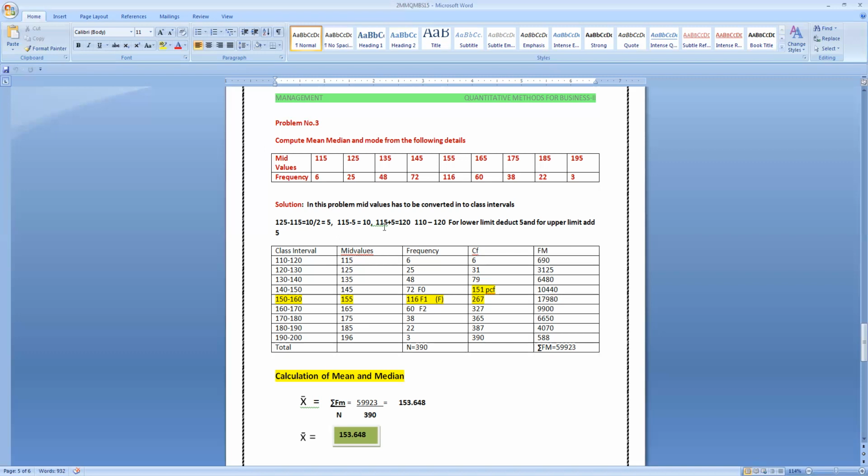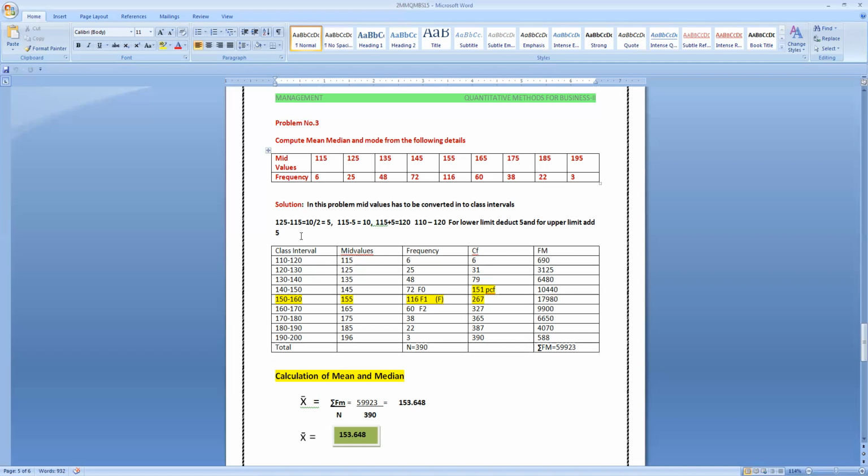If you want to have the lower limit, we should deduct 5. If you want to calculate the upper limit, we should add 5 to these mid values. To all the mid values, what should we do? To get the lower limit, we should deduct 5. To get the upper limit, we should add 5. Then we'll get the class intervals.